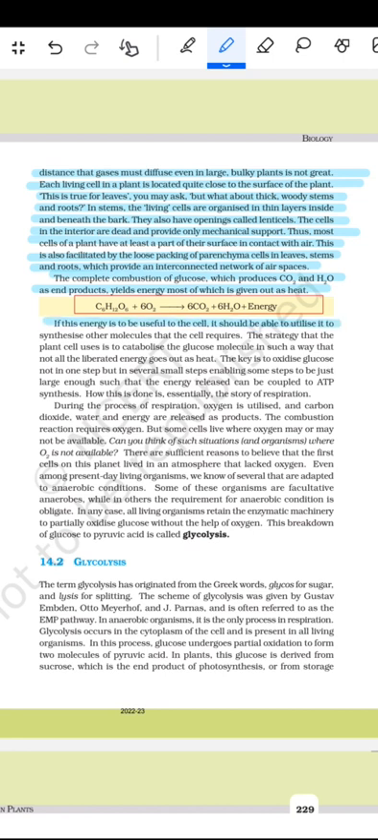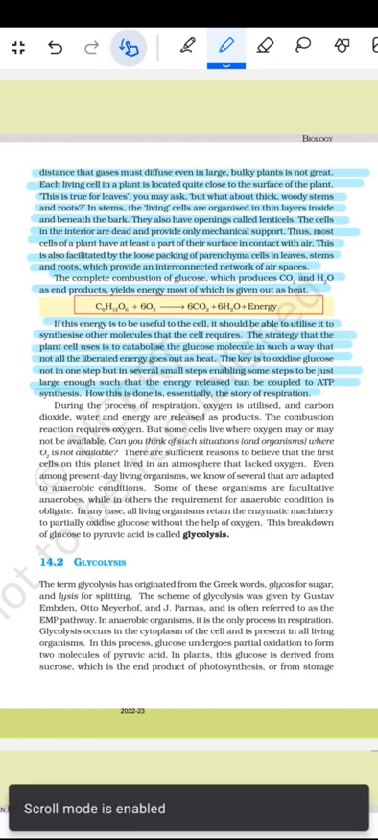be able to utilize it to synthesize other molecules that the cells require. The strategy that the plant cell uses is to catabolize the glucose molecule in such a way that not all the liberated energy goes out as heat. The key is to oxidize glucose not in one step but in several small steps, enabling some steps to be just large enough such that the energy released can be coupled to ATP synthesis. How this is done is essentially the story of respiration.